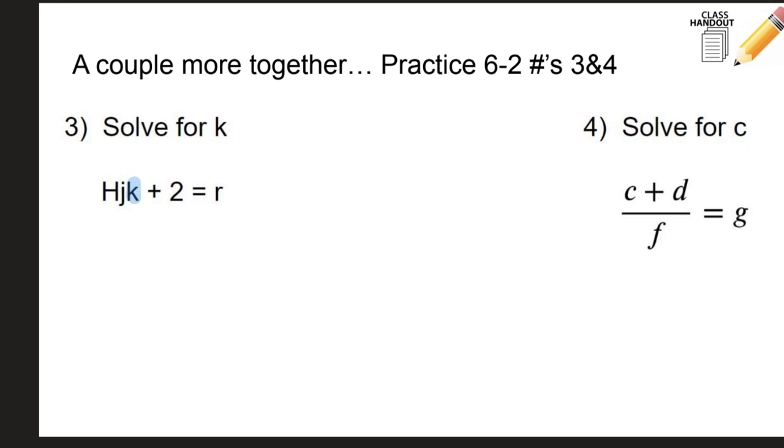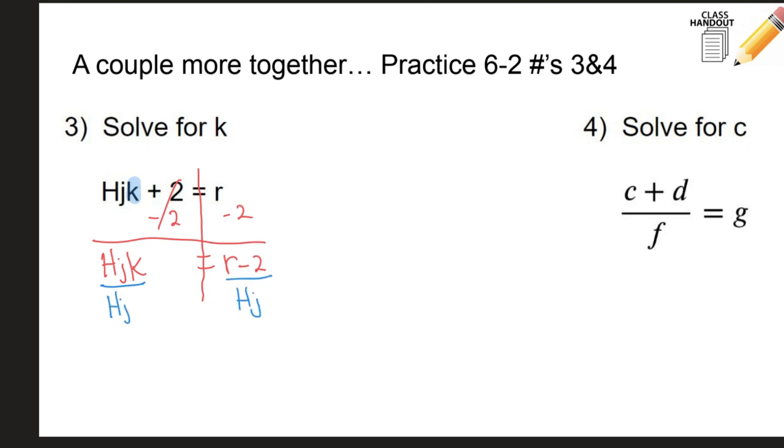So first thing we need to do is get rid of that adding 2, and we're going to undo that by subtracting 2. So we're left with HJK equals, since we can't subtract those, it's just going to be R minus 2. And the next thing we're going to do is undo multiplying by HJ, so I'm going to divide by HJ. With literal equations, it's pretty easy to do that in one step. That gets rid of the HJ. Then we're left with K, which is what we're solving for. And our final answer is going to be R minus 2 over HJ.